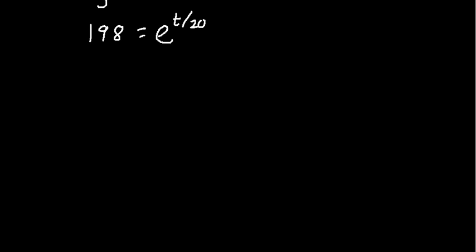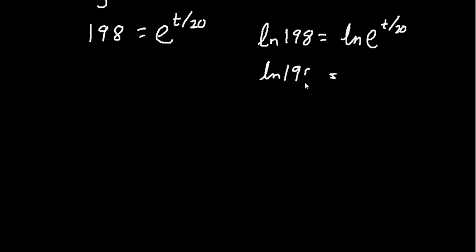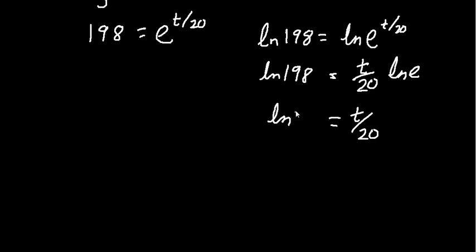Okay, basically what I'm doing is this. I'm taking natural logs on both sides, and that becomes ln 98. That stays the same, but the t by 20 comes forward because that's a power, and then I'm left with ln e. ln e is 1, so t by 20 is equal to ln 198.